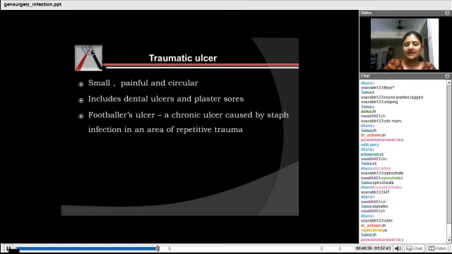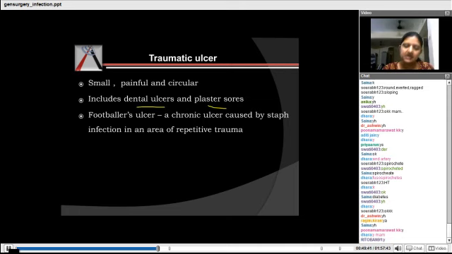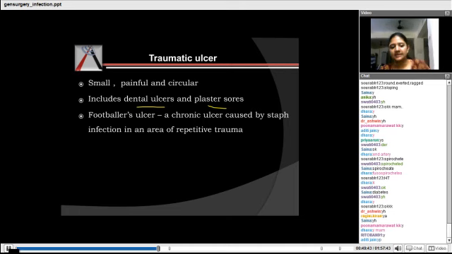Then comes traumatic ulcer. Now when I say traumatic ulcer, the first thing we think of is, remember your denture related ulcers or dental ulcers, plaster sores. Plaster sores is after the fracture that happens. Those kind of things will be traumatic ulcers. We know a lot of them. I mean a lot about them. So they're small, painful, circular.